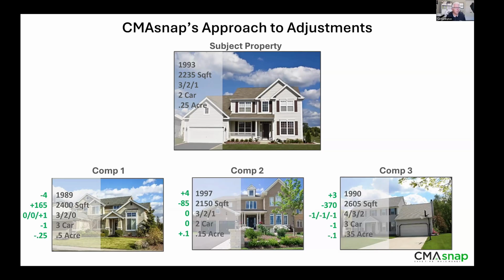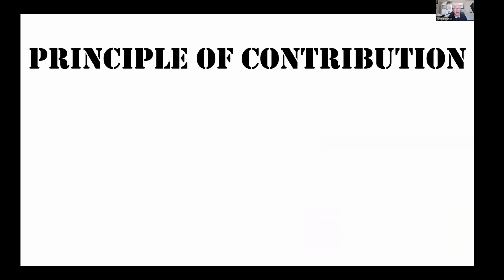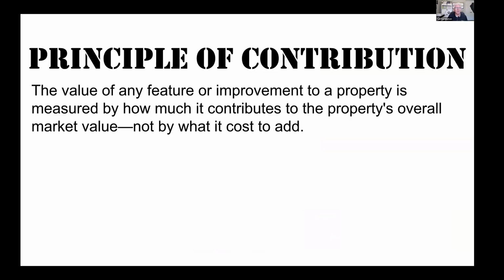In this case, comp number one is 4 years older, and it's 165 square feet bigger. It's the same number of bedrooms and bathrooms, but comp number one is missing a half bath. Those are the things that we're going to make adjustments on. And then we use the principle of contribution. The principle of contribution says that the value of any feature or improvement to a property is measured by how much it contributes to the property's overall market value, but not what it costs to add.